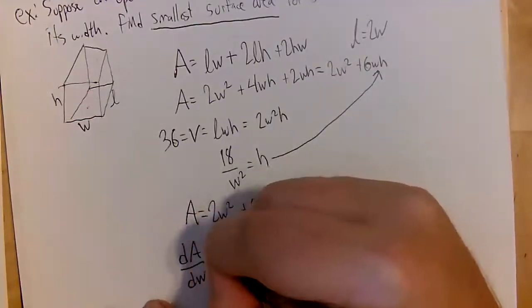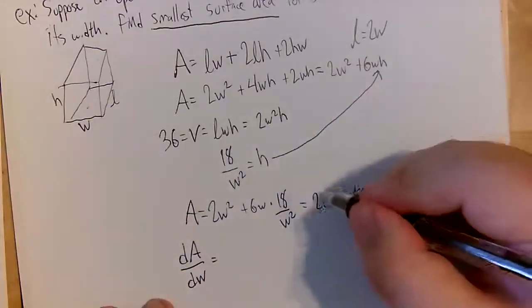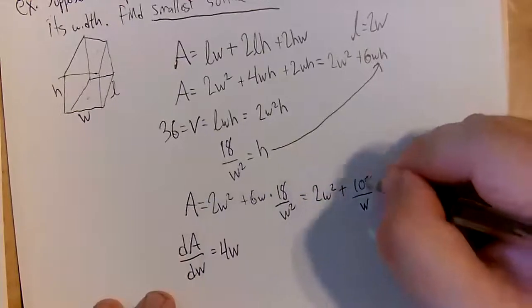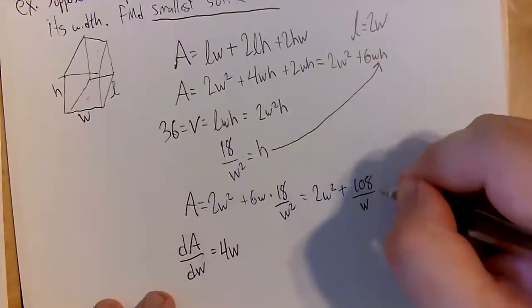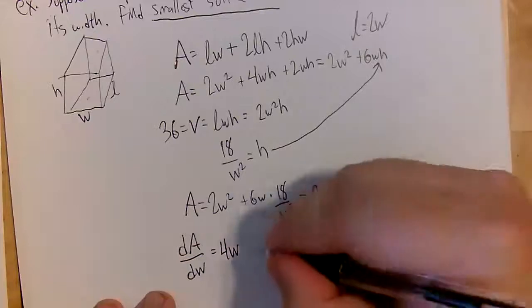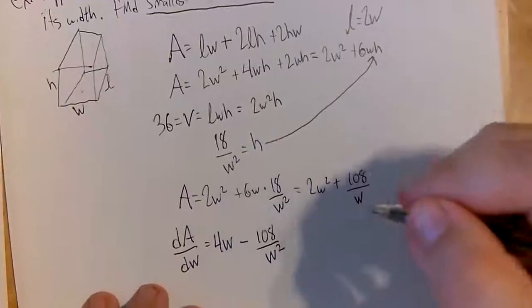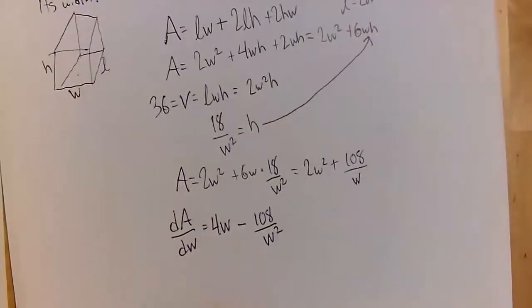And compute dA dW here. So I'm going to do the derivative of 2W squared and get 4W. And I'm going to do the derivative of 108 times W to the -1, which this is, and we'll get -108 divided by W squared. All right, so there we go. Now remember that extrema can only occur where we have a critical point. And a critical point can only happen where our derivative is undefined in the domain of the function or 0.